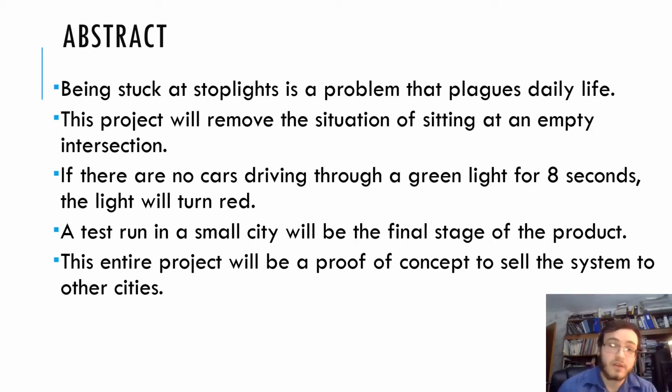So the abstract: being stuck at stoplights is a problem that plagues daily life for everyone. This project will remove the situation of sitting at an empty intersection. If there are no cars driving through a green light for 8 seconds, the light will turn red. For the project, 8 seconds was the test time, but we ended up finding that 12 seconds was the optimal time to wait in between cars. This was found by sitting at the test intersection, and we had a couple of the team members over there, and they tested it just to figure out which would be the best.